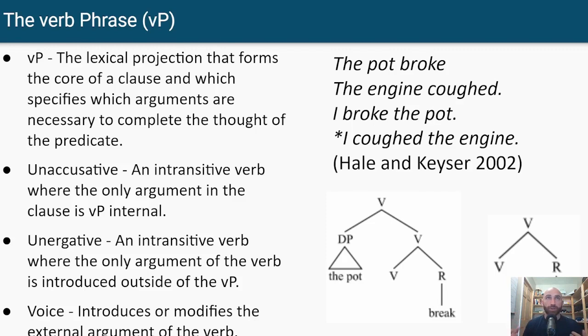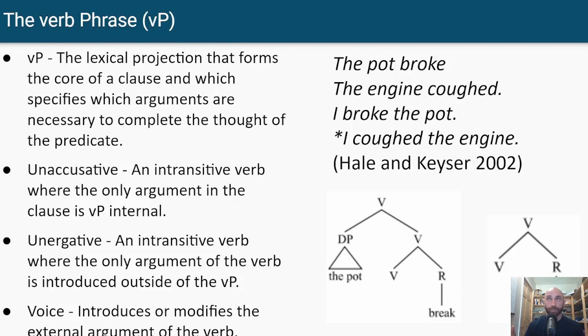It's the lexical projection that forms the core of a clause and which specifies which arguments are necessary to complete the thought of the predicate. And we have a few other definitions here, but I want to start with these examples. This is from Hale and Keyser, 2002, a very important work on all things verbs and arguments. So they start the book off with these few examples.